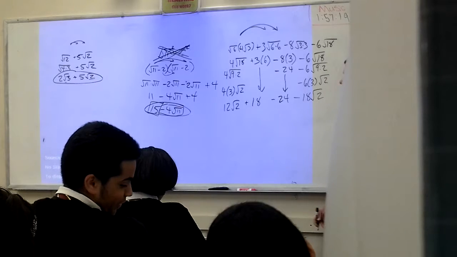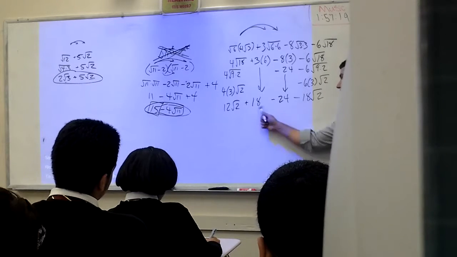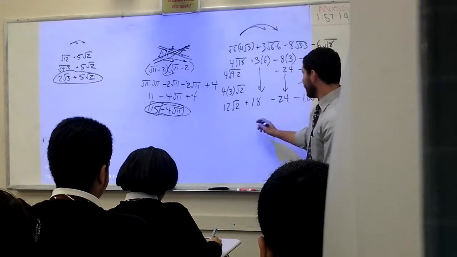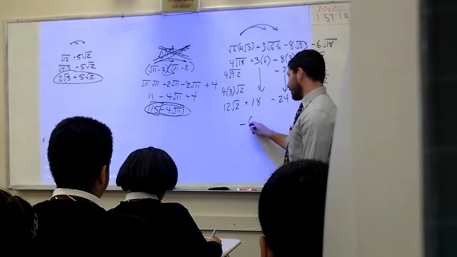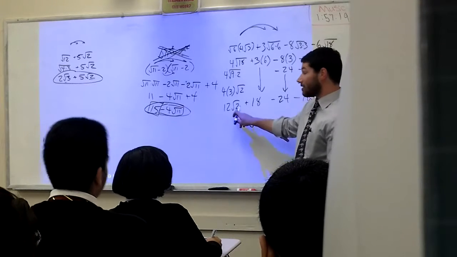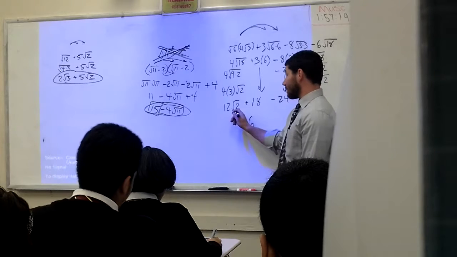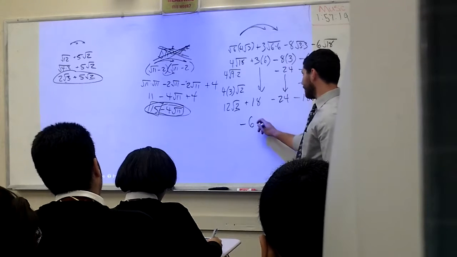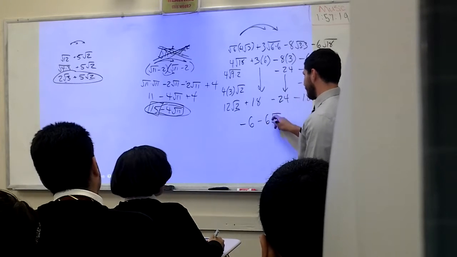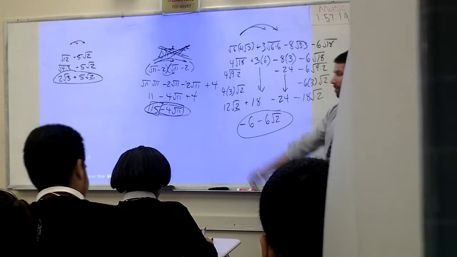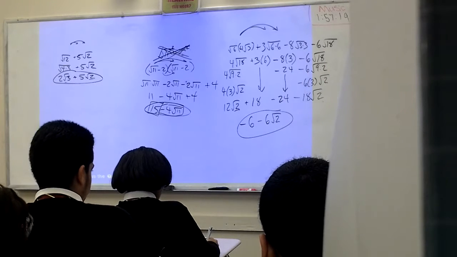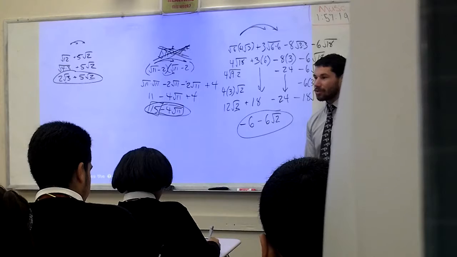Now combine what we can. What can we combine? These two? Yep, and you get between the two radical negative 6. And then we can combine these guys because they have the same radical. We get negative 6 radical 2. Alright, and that's all bueno. Any questions on that guy?